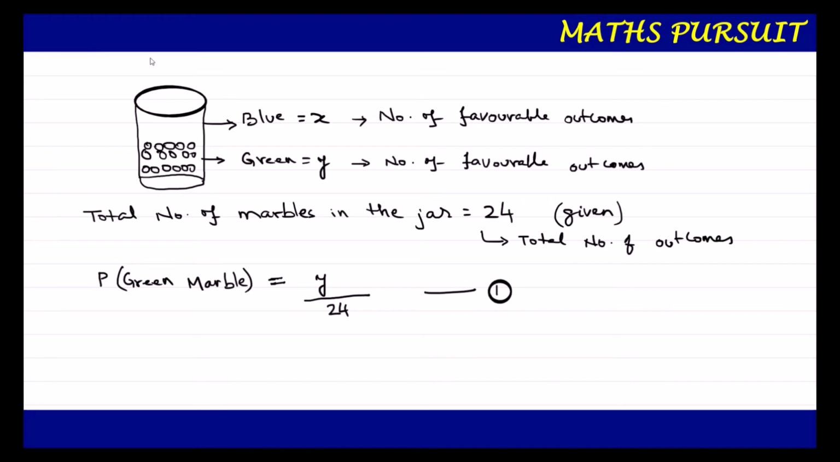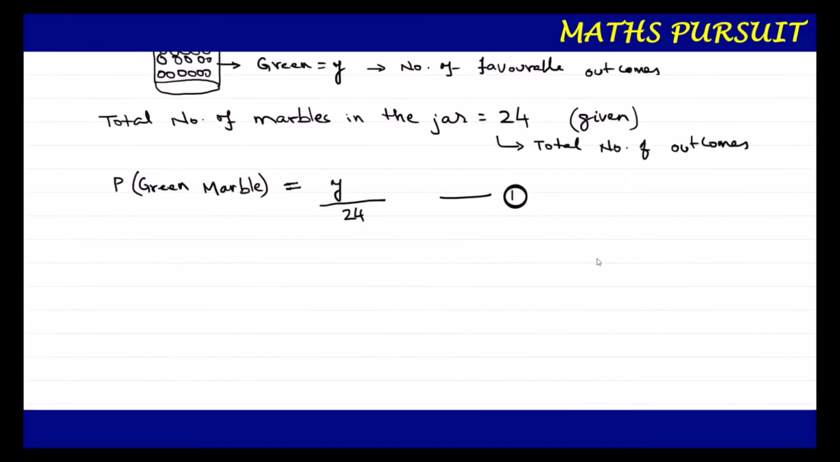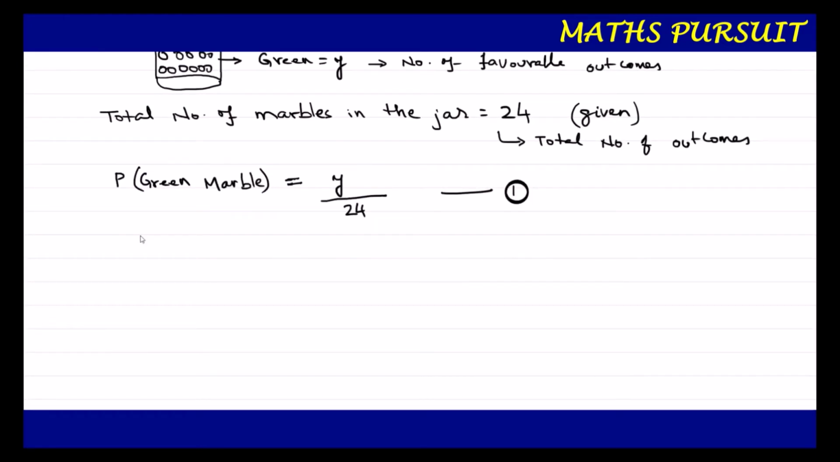Now the question is telling something different. The question is telling that the probability of the green marble that can be drawn is equal to 2 upon 3. This is being given, and let me now name this one as equation number 2.